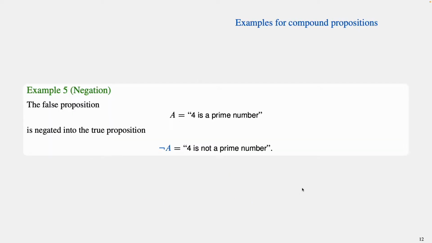Let's look at some examples for the logical operations. First, the simplest one, the negation. So here I have a proposition that happens to be false, which is A equals 4 is a prime number. And when I negate this, I get not A, which translates into 4 is not a prime number. So our original proposition is false because 4 isn't a prime number, but if we negate it, then not A becomes a true proposition.